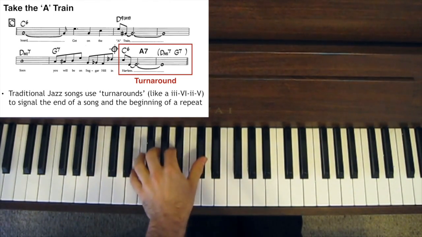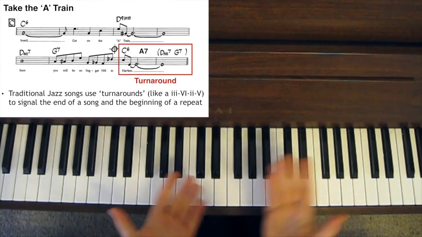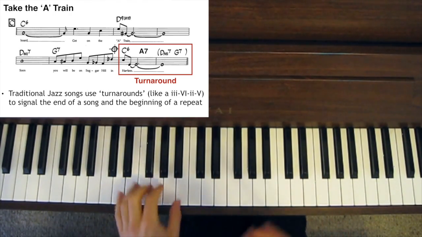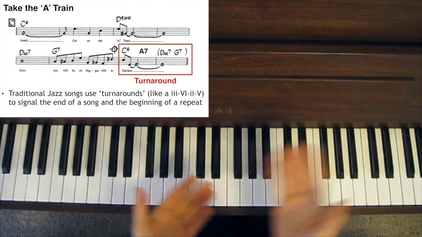turnaround, which finishes on G7, which is the dominant, the 5 chord of the key that we're in, to go back to the tonic chord on bar 1 when we repeat the song.